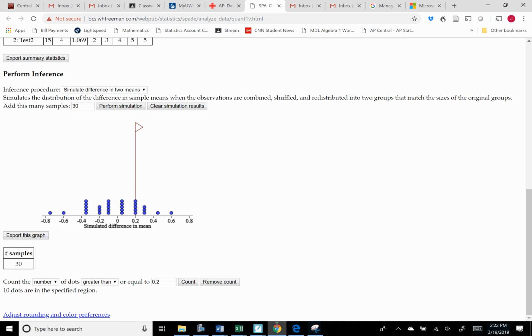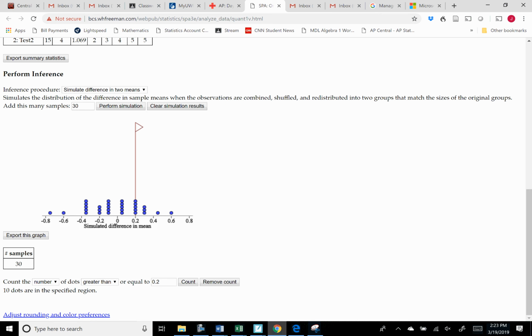Down below, it says count the number of dots, and I can choose greater than, less than, or equal to. The number that we are looking for is 0.2, right? Back to our original question, 0.2. And count how many dots there are, okay?